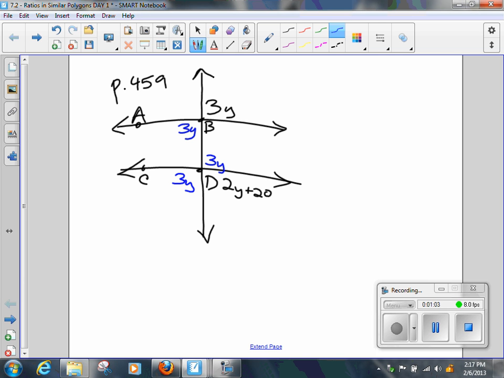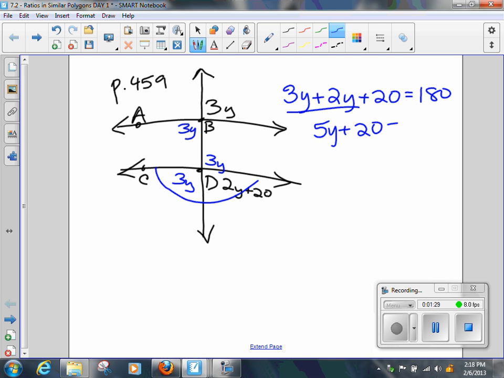How in the world am I going to solve for y? The linear pair. Right here's a linear pair. A linear pair means add the two angles together and set them equal to what? 180. So here we go. Before I've solved for anything, I have to solve for y. I don't know an angle measure yet, but I'm going to find it.